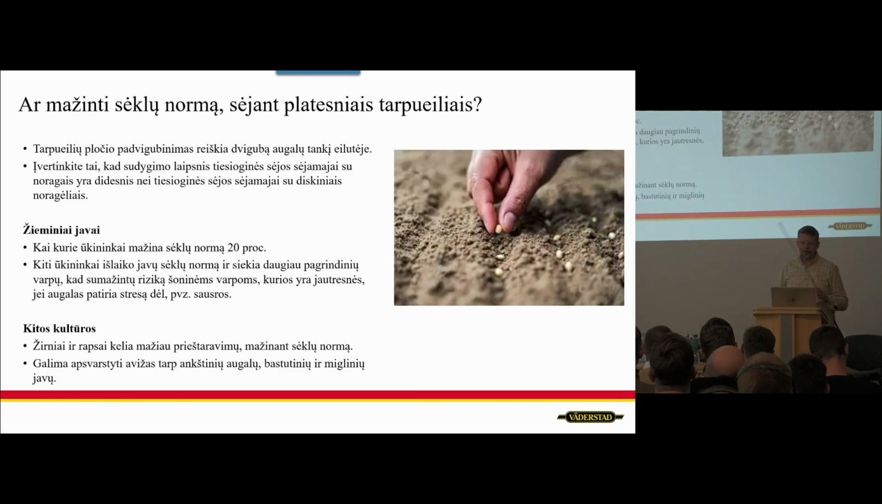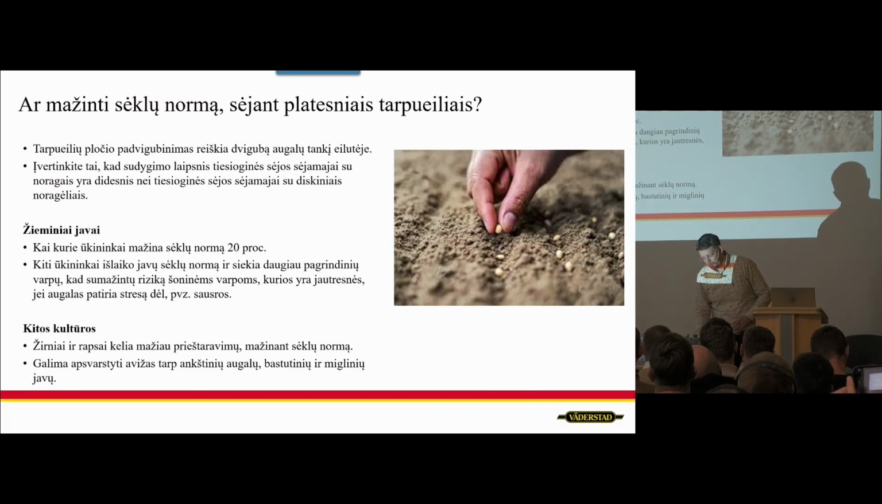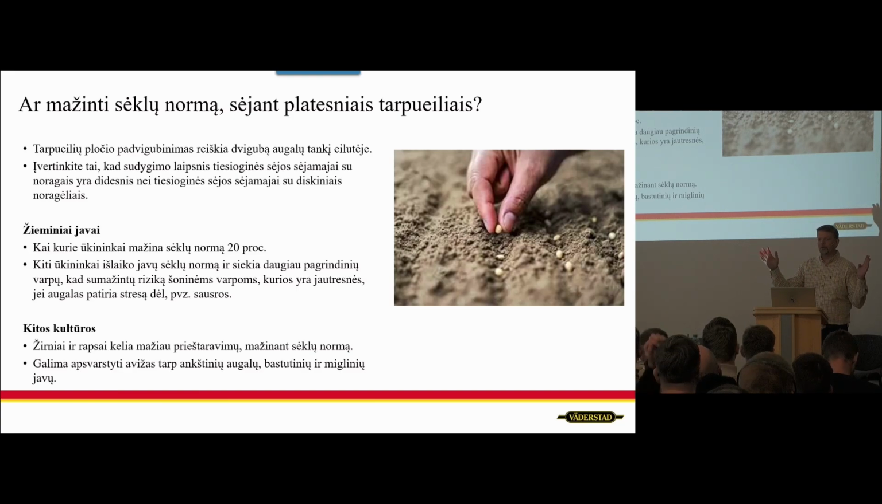And then there's always the question here, and I will not give you a really good answer to it either. What do you do when you're doubling the row distance? What do you do with your seed rate? There are two schools here, and you have to choose your school. Some people reduce it by 20%. Others say they want to focus on the one stem and have a good kernel development of that main stem of the wheat, and therefore maintain the seed rate.